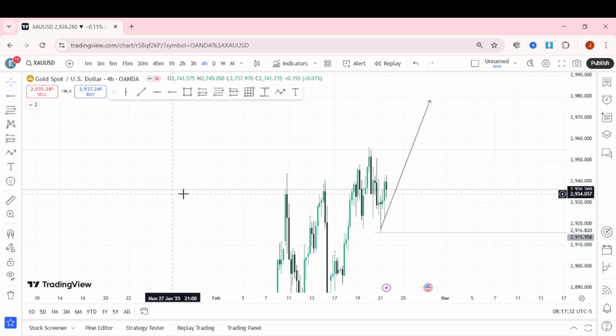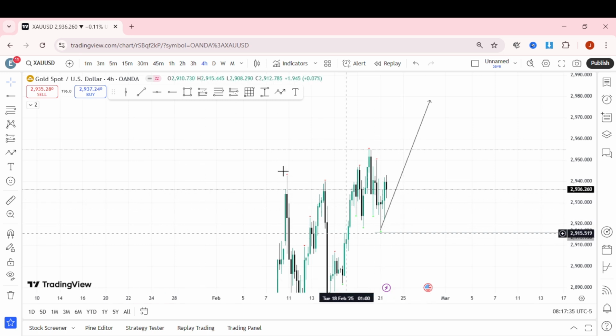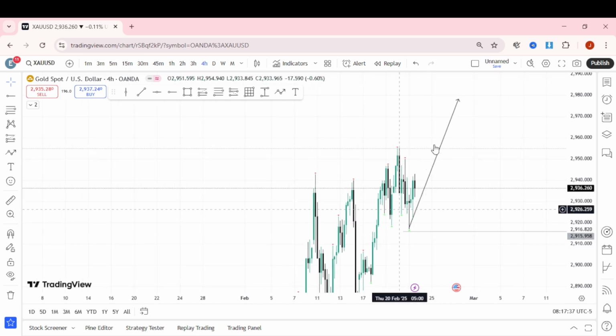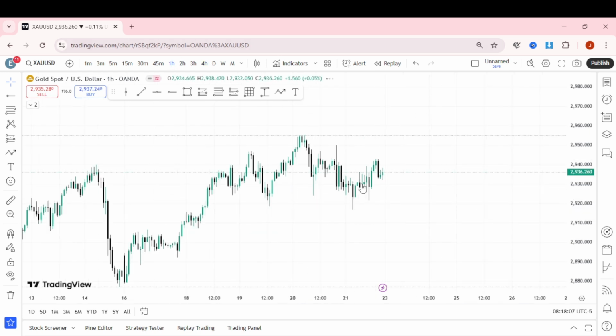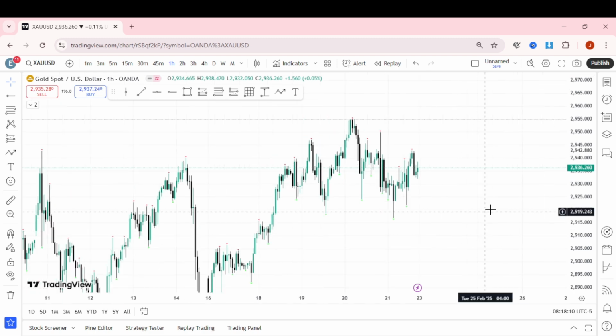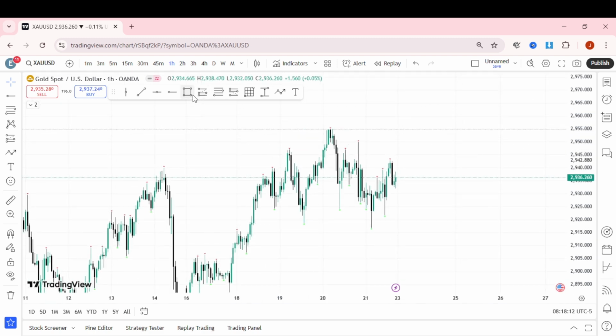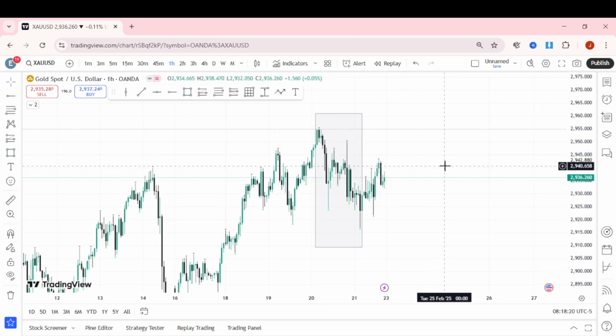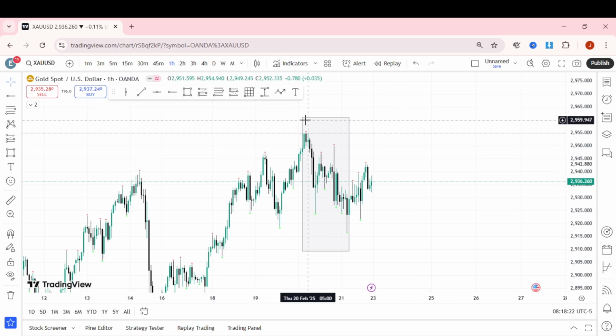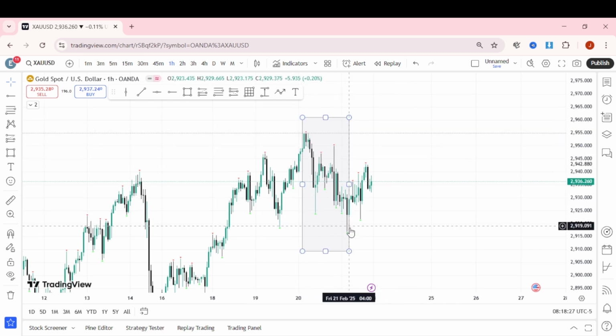So we have bias, we have range, and we have entry. How do you enter into this kind of trade? So I'm going to be going down to the 1 hour time frame. This structure in itself is a range. We get into this trade by looking for a way to enter the market by deriving structures from this range.